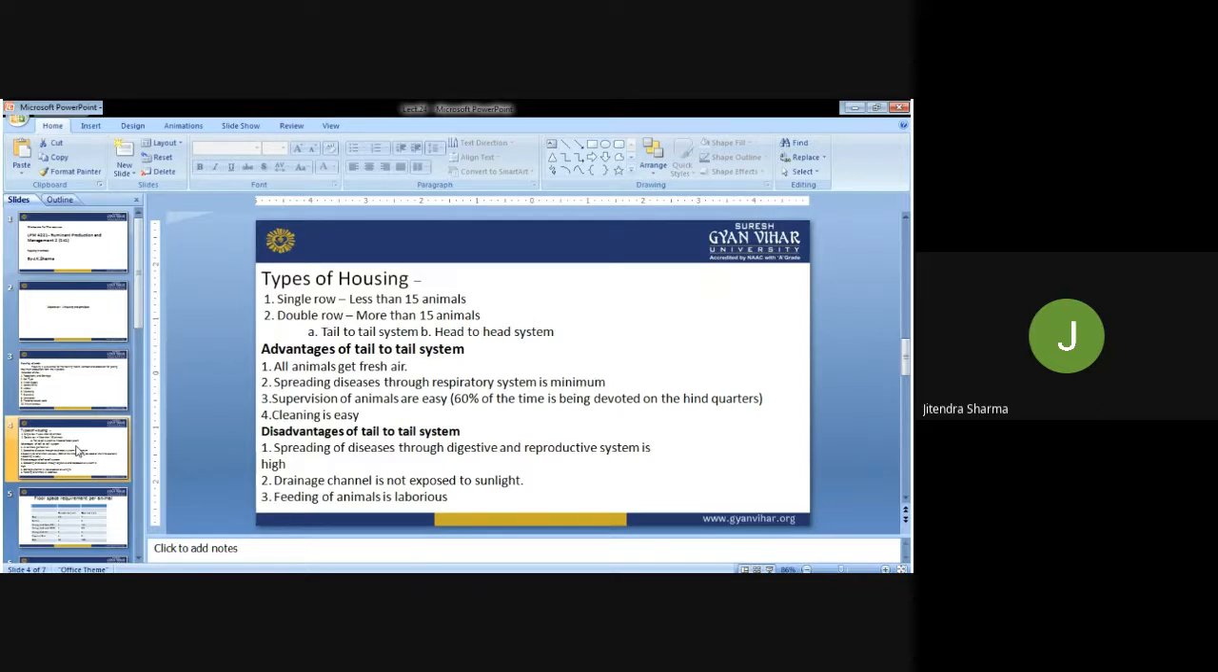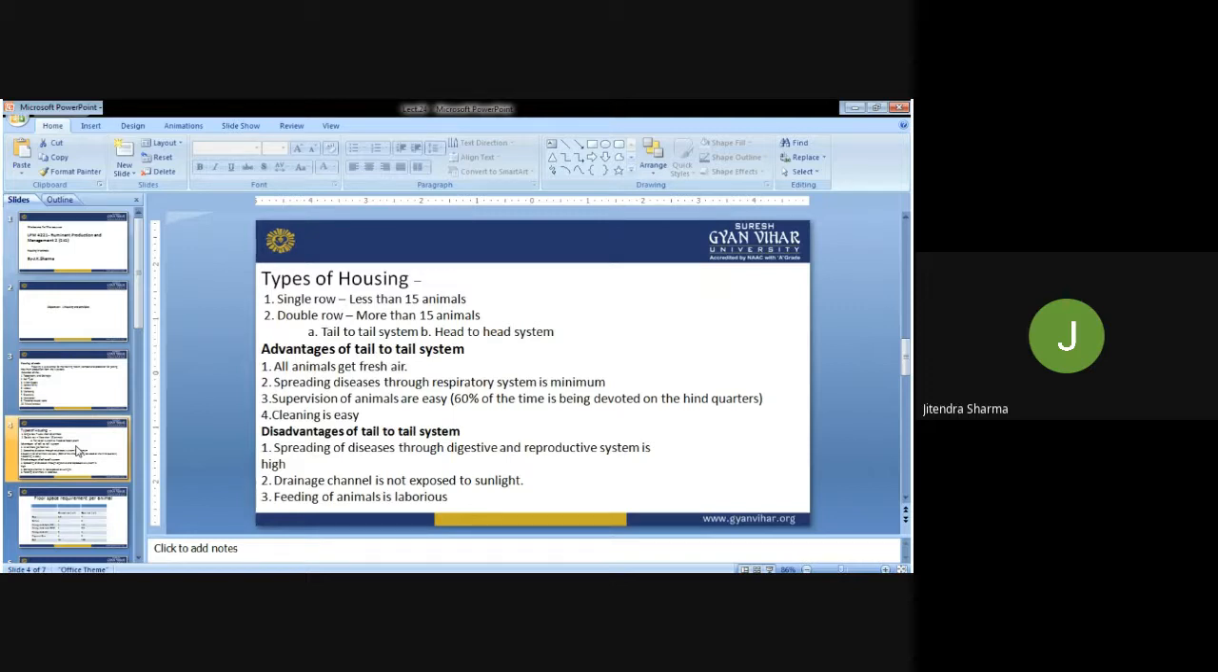Supervision of animals is easy. 60% of time is devoted to the hind quarters. We can easily manage this because in between we have the channel for dung and urine, so we can easily clean, and cleaning is comparatively easy.